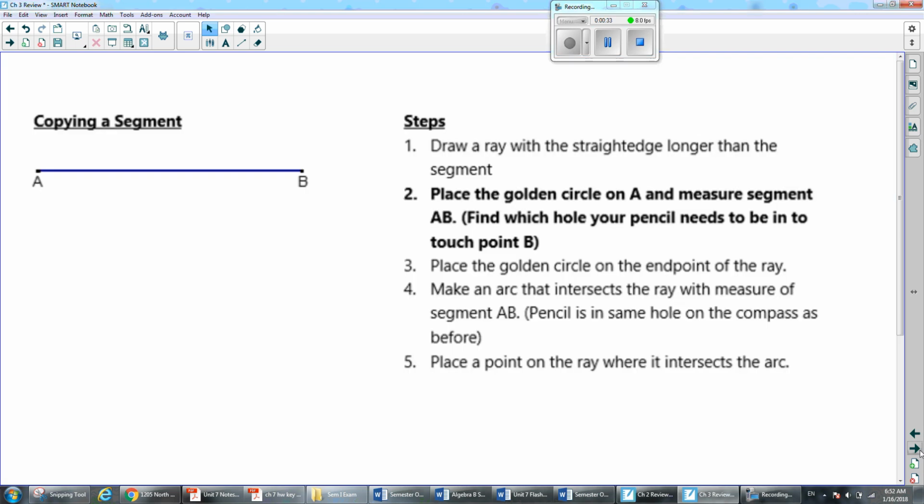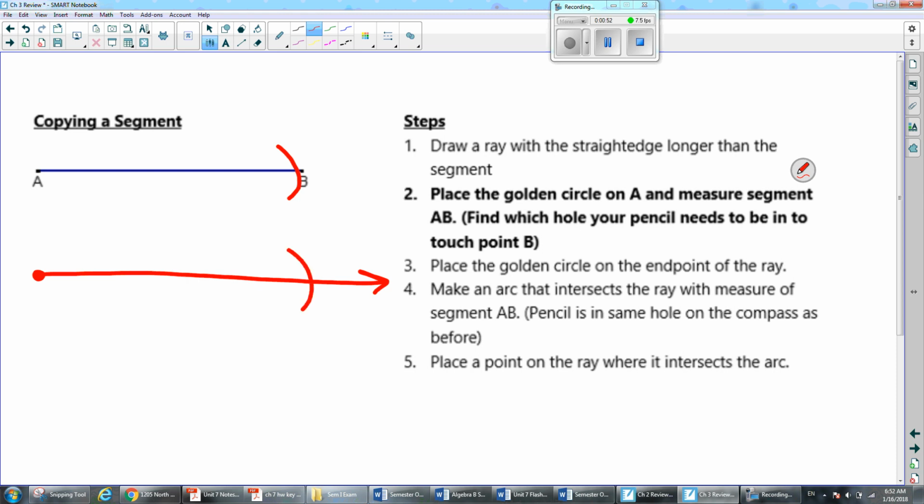Okay, so if I asked you to copy a segment, you'd have to use that compass, draw a ray with the straight edge so that it's longer than the segment. You'd place the golden circle on point A and measure segment B. So you're just making an arc through point B. Then move your golden circle to the ray, make that same arc. Then there's a point. This is your new segment AB. These segments are congruent. You need to mark that and show that.